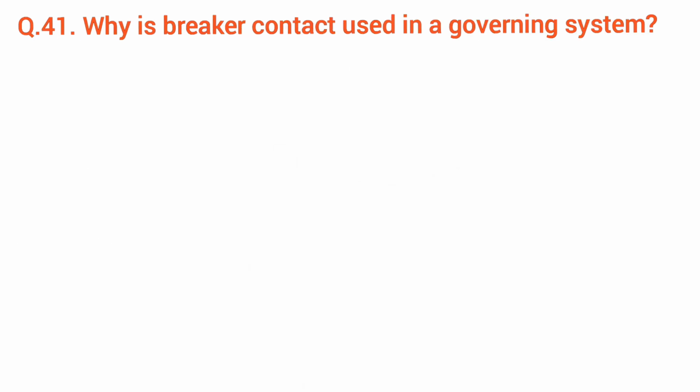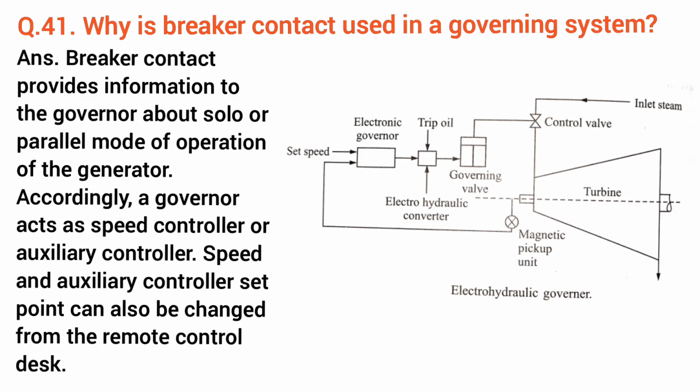Why is breaker contact used in a governing system? Breaker contact provides information to the governor about solo or parallel mode of operation of the generator. Accordingly, a governor acts as speed controller or auxiliary controller. Speed and auxiliary controller set point can also be changed from the remote control desk.